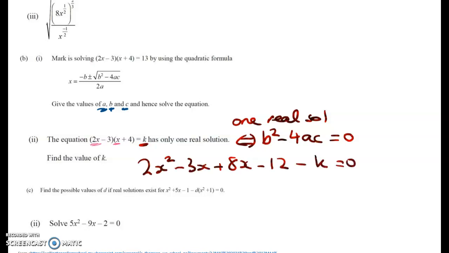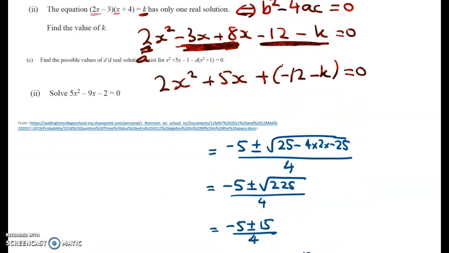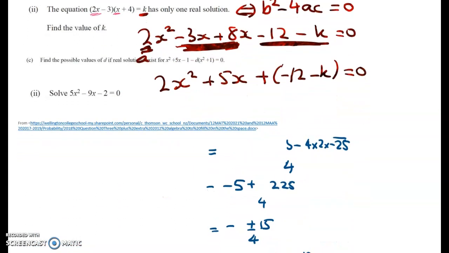Let's work out the a, b, and c. 2x squared plus 5x, plus negative 12 minus k for my c. Right, so this number here on the end is my constant. This is my b. Oh, sorry, this is not my b. The plus 5 is my b. This is my a value. Okay, so for one real solution, the discriminant must be equal to 0.